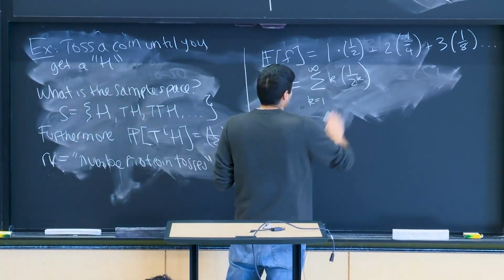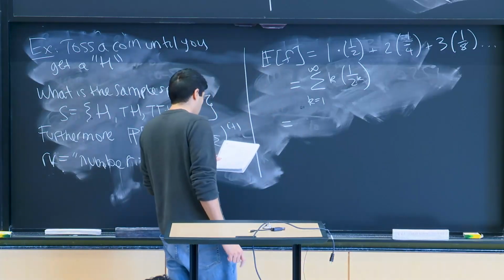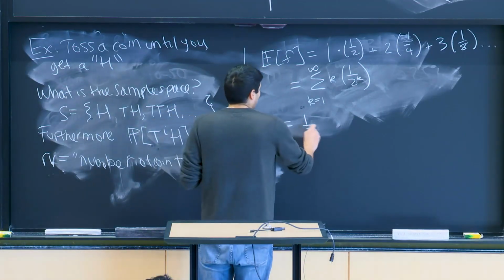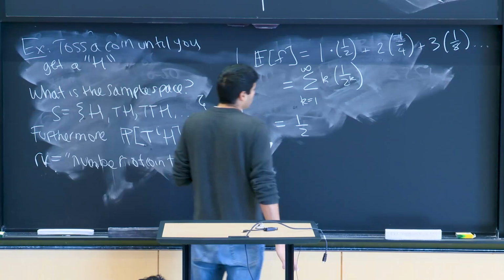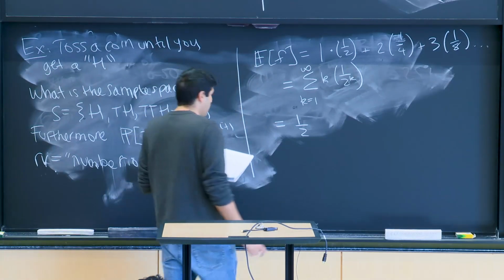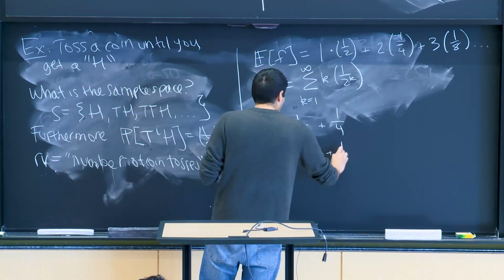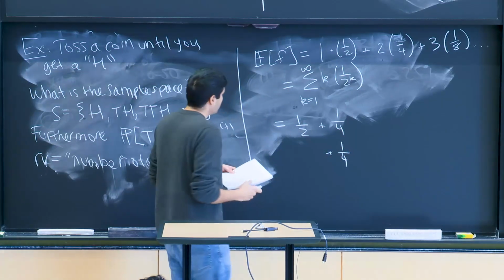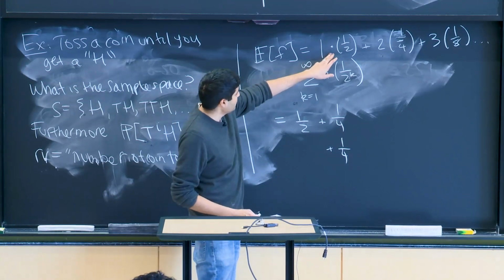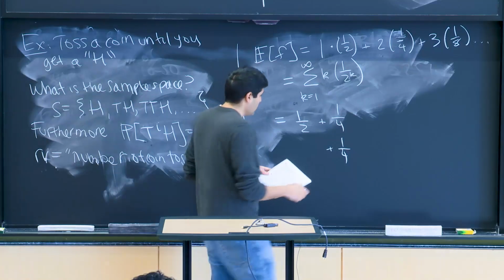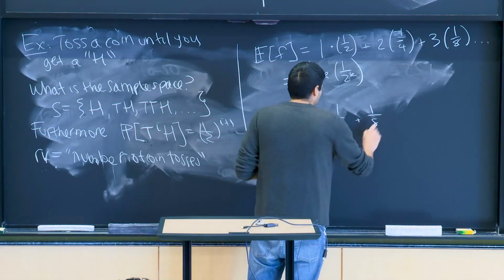So from this expression, it's not that easy to guess what the answer is. But if we break up this 2 times a quarter into the sum of 2 quarters, it becomes a lot easier. So let's write it out pictorially. We have a half from the first term, and then we have 2 quarters, and then we have 3/8.